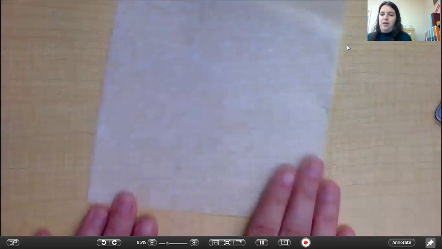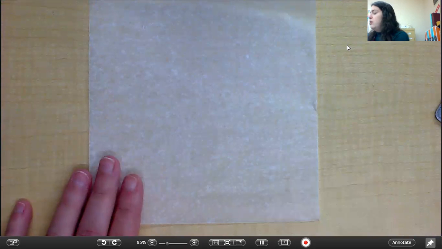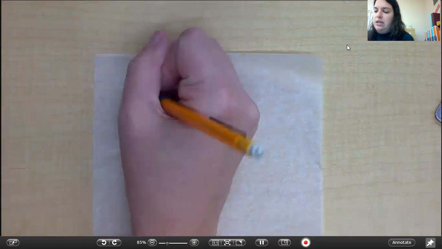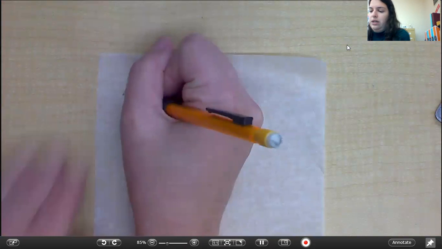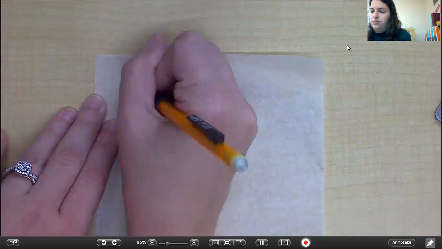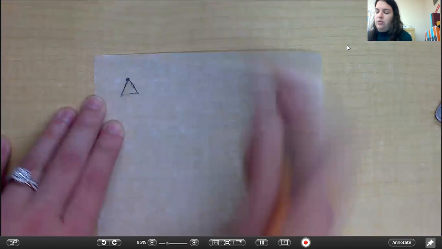One thing that I want to mention about rotating is this is patty paper, and you should have some patty paper with you. If not, notebook paper will work. When you are rotating a point around something, you can easily trace on the patty paper. So if I had a triangle here, and this was the point that I was rotating around.